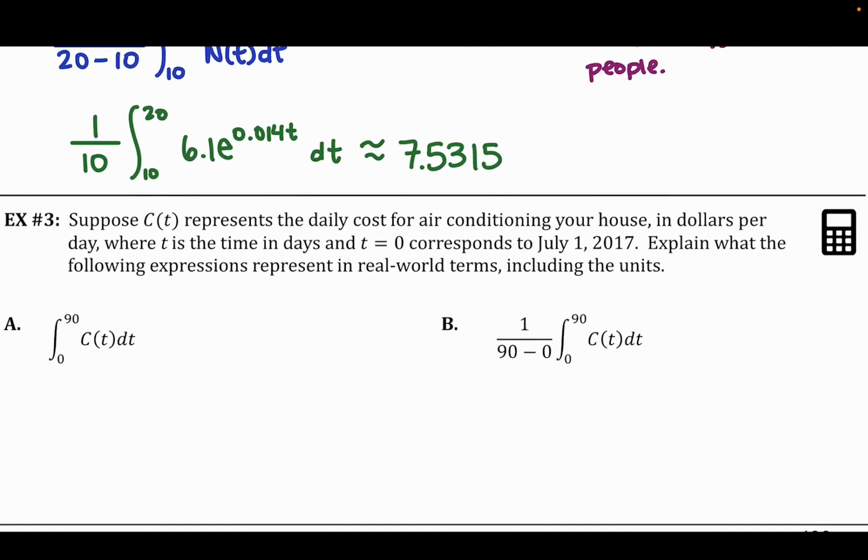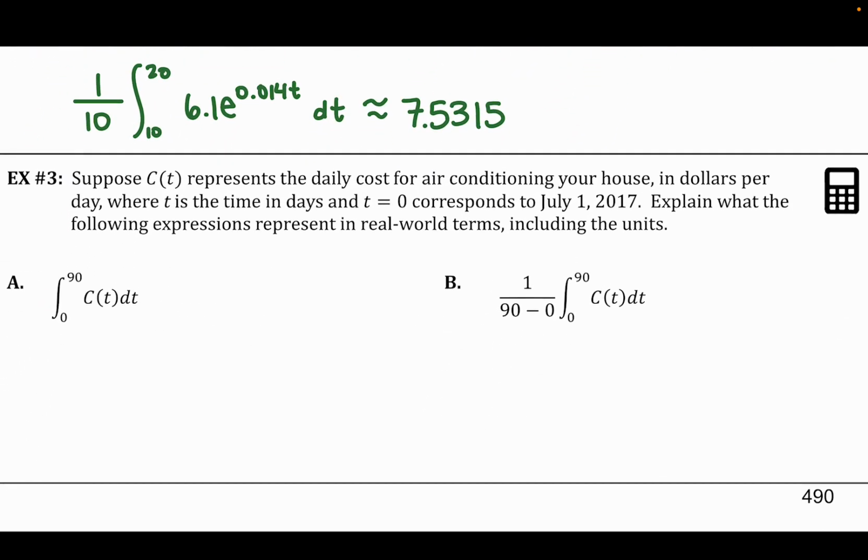Okay, number 3. Suppose that C of t represents the daily cost for air conditioning your house in dollars per day, where t is the time in days and t equals 0 corresponds to July 1st, 2017. Explain what the following expressions represent in real-world terms, including the units. We don't need a calculator for this. I don't know why there's a calculator icon.